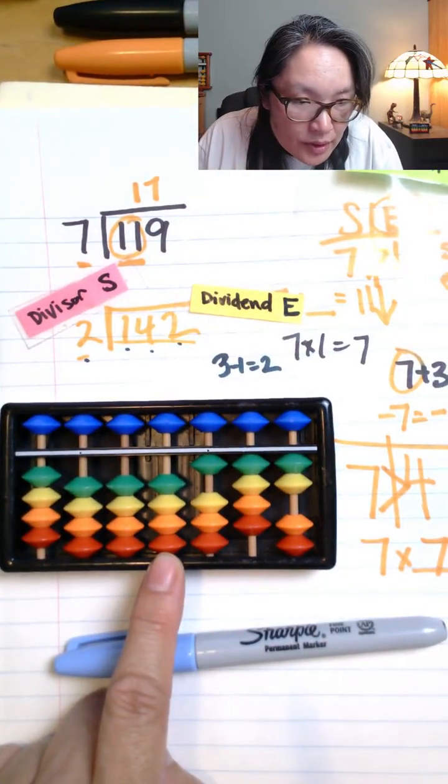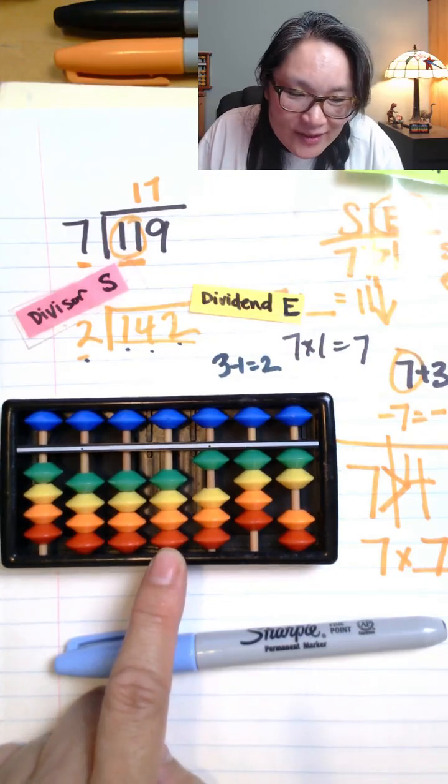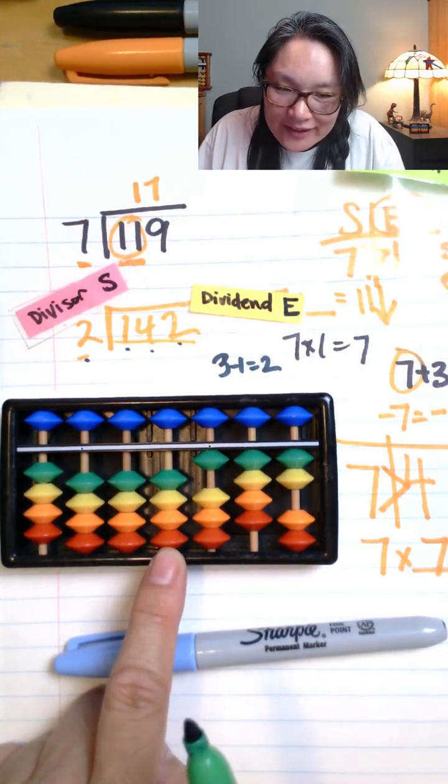Eastern grammar puts the predicate before the subject. Western is usually subject then predicate. Okay.